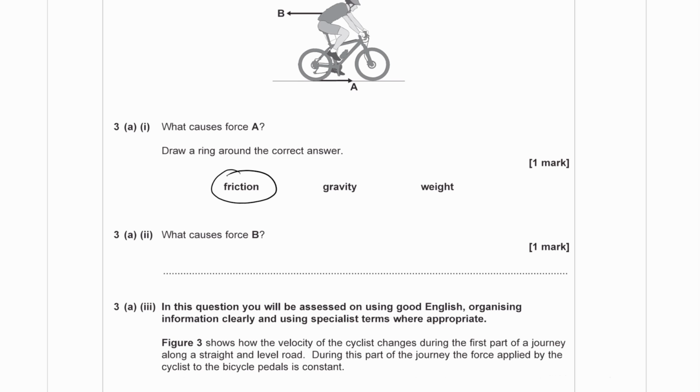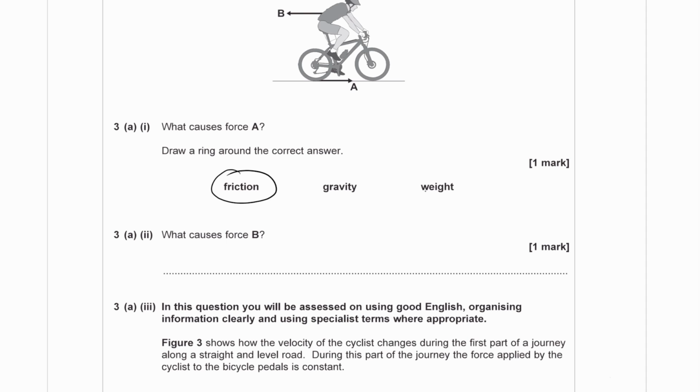You know that straight away because gravity and weight work vertically. Friction is the one that works horizontally. Friction is the driving force, between the wheel or the tire and the road. Friction is going to cause the bike to actually move forward, because if there's no friction, imagine driving on ice, then the wheel just spins and you don't move forward.